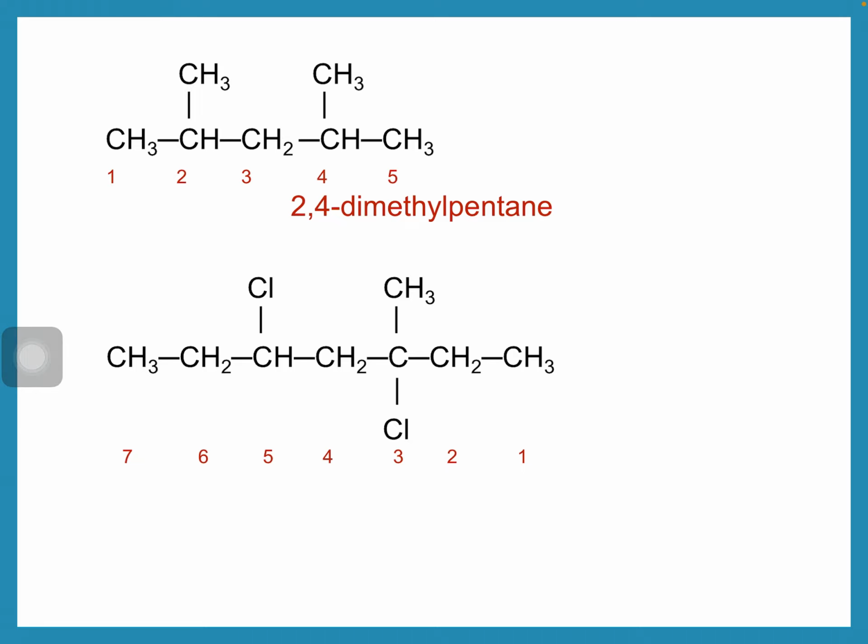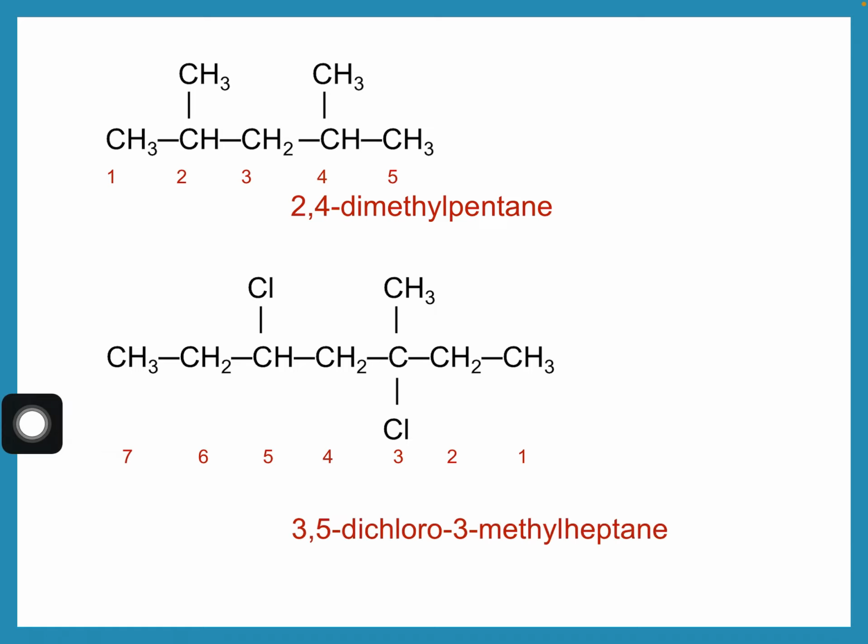So off the third carbon, there is a methyl and a chloro group, and off the fifth carbon, there's a chloro. So I've got chloro and methyl. Chloro comes first because C comes before M alphabetically. And then I have 2 chlorines, so dichloro, and off the third and fifth. So I have a 3,5-dichloro, 3-methyl, and I think that is 7, yeah, heptane. So 3,5-dichloro-3-methylheptane.